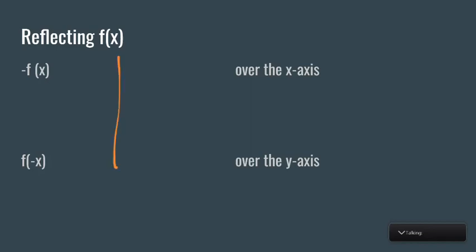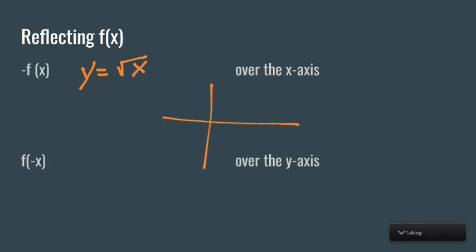If you were to take a point, let's say (1, 2), and reflect it over the x-axis, what would you do? You would negate the y-coordinate. So by writing a negative in front of the function, you're negating all the y-coordinates. For example, if I had y equals the square root of x, that would look like this. It would have a point at (0, 0), and a point over here at (4, 2).